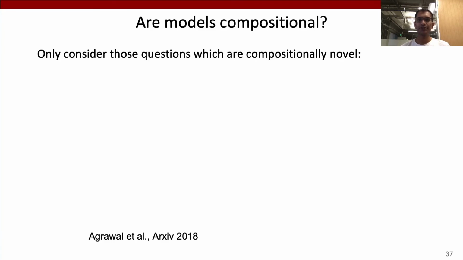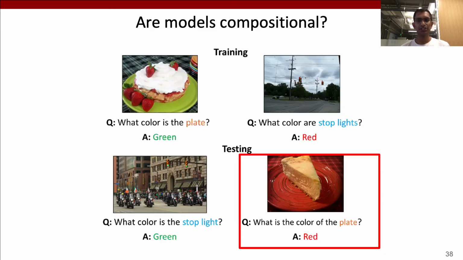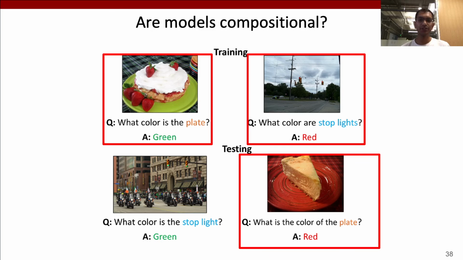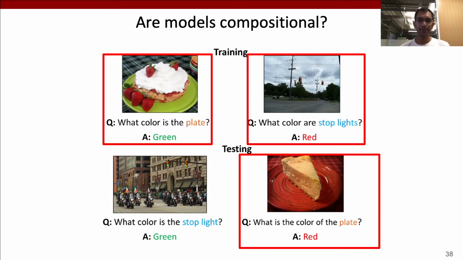Another interesting question to ask is how good current models are at answering questions that are compositionally novel. What we mean by this is that the test QA pairs are unseen in training, but the concepts in the QA pair are seen. Suppose at test time the question is about a red plate and you have not seen a red plate during training, but you have seen a green plate and a red stoplight during training. By compositionality, I mean the ability to compose the concepts of plate and red to be able to recognize a red plate at test time.